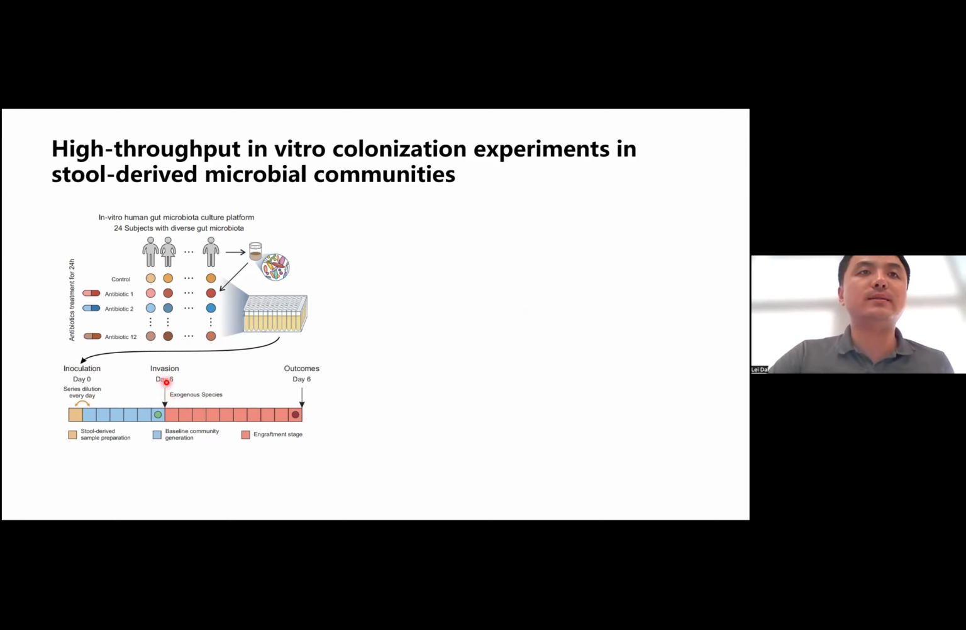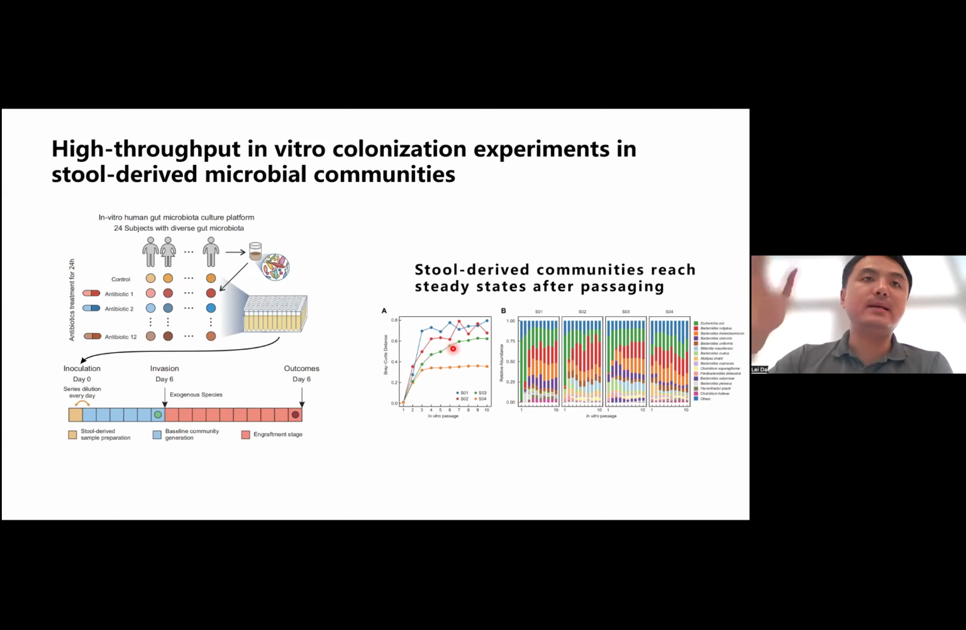And the first week is called a steady state generation. Basically, because it started from the fecal sample, right? So we passaged it about 7 days, so it got to steady state. And then we invaded the communities with a pathogen, for example, and then we see what happens to the pathogen, right? So this is the in vitro system.